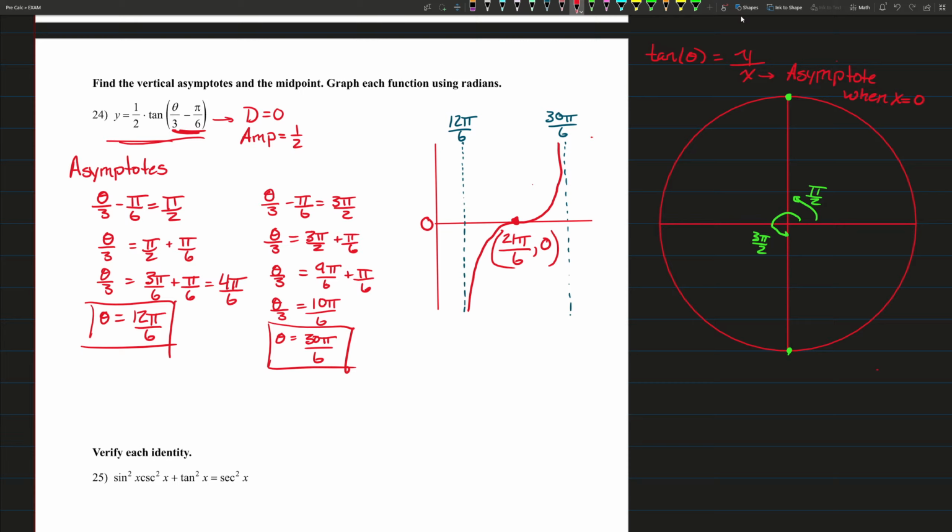Talking points, this entire thing is worth 6. 1 for finding each of these. And then the rest for setting up the graph, right? So the remaining is just 4. So this entire thing is worth 6. I think I did 1 for the center point, 1 for each of the asymptotes, and then 1 for setting up the graph or whatnot.